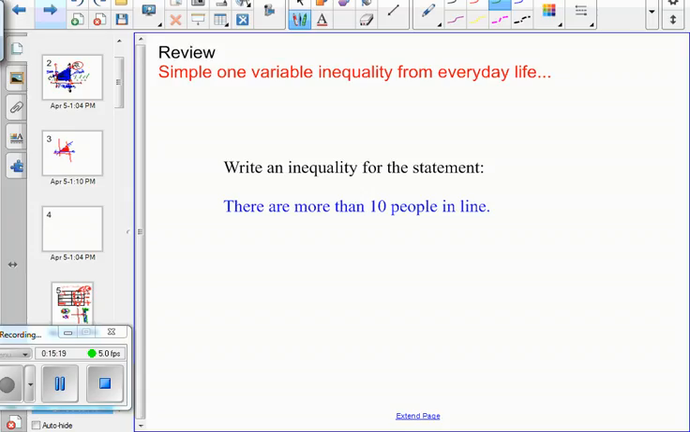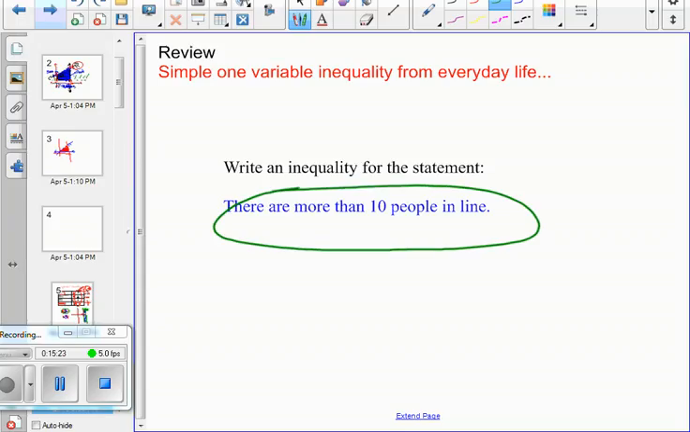So let's get to this next thing. Here's a situation from everyday life. There are more than 10 people in line. Just use X and write me an equation.